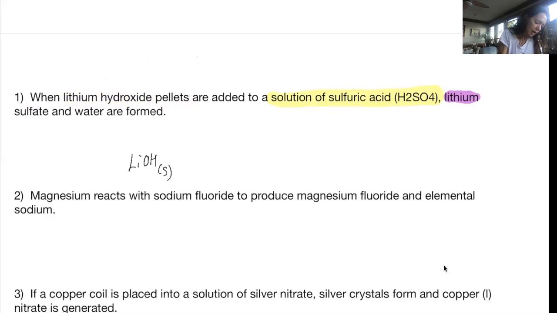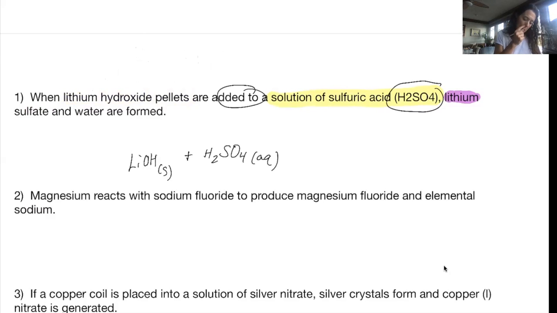Next thing is I've got sulfuric acid. They tell me that sulfuric acid is H2SO4. Added to means plus, H2SO4. That is a solution. It is aqueous. All right. And then it tells me that lithium sulfate and water are formed. So they come after the arrow, they are formed. Lithium sulfate, it's ionic. That's lithium. That's sulfate. So what's that going to make?